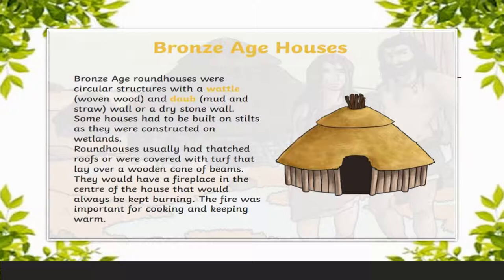Round houses usually had a thatch roof or were covered with turf that lay over a wooden cone of beams. They would have a fireplace in the center of the house that would always be kept burning. The fire was important for cooking and keeping warm.